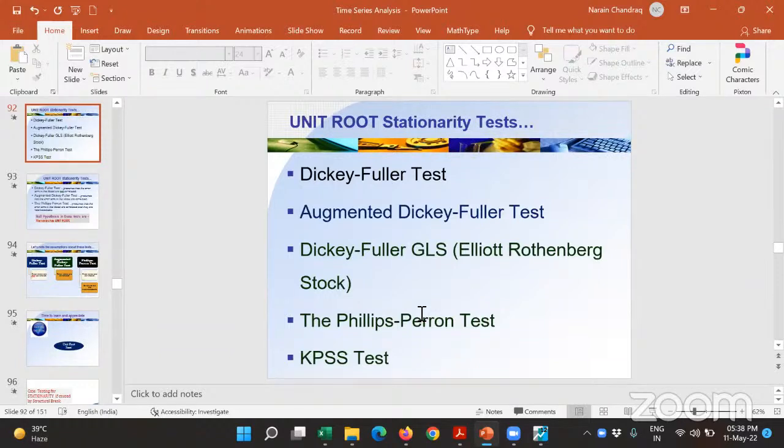So my null hypothesis is that the series is non-stationary. If you are rejecting this particular hypothesis, that means the series is a stationary series, and you can go ahead and run a regression on the stationary series. If the series comes up as a non-stationary series, then you can't work with a non-stationary series, and you need to convert it into a stationary series and run a regression.